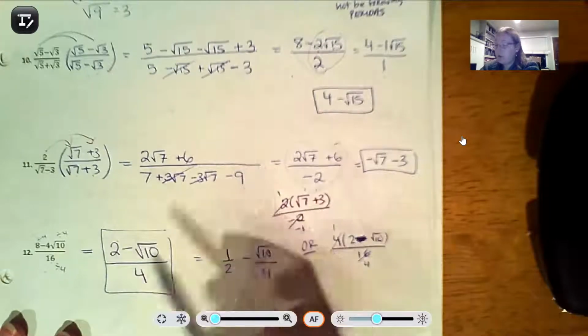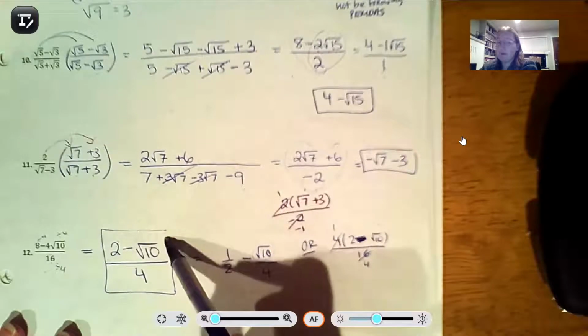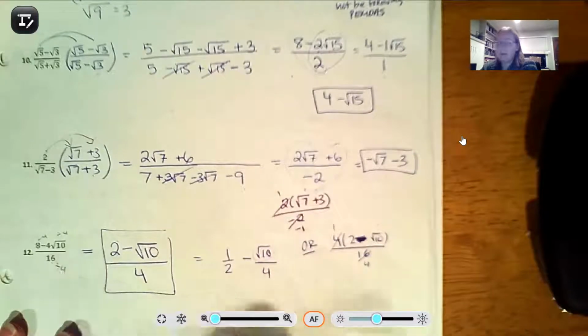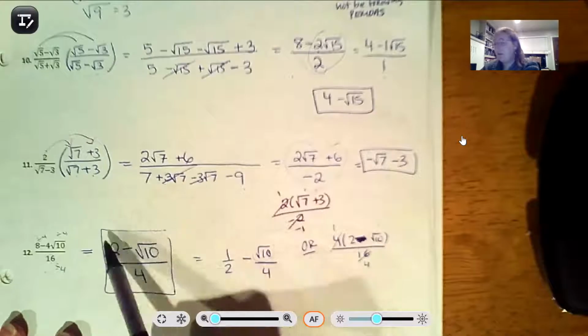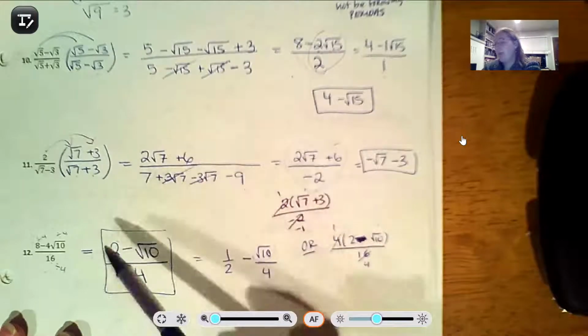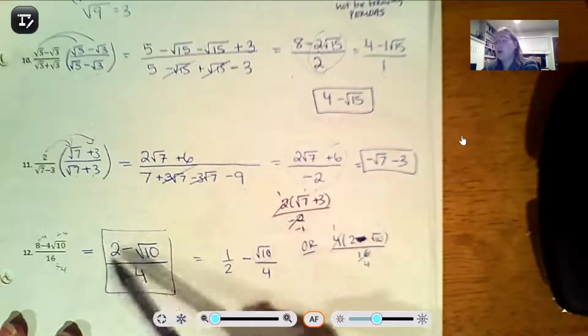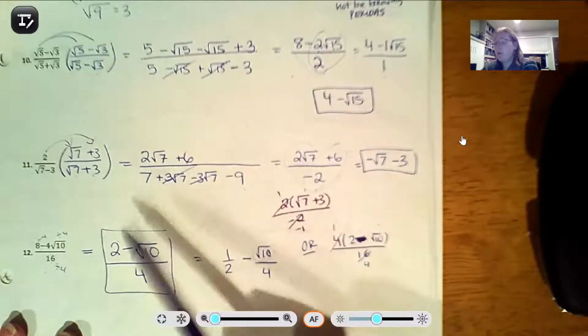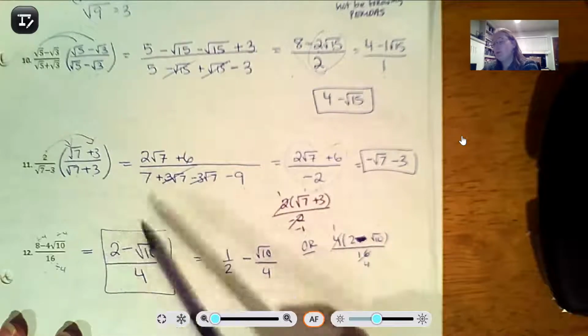Please don't forget that both of these are being divided by 4, just like both of these were being divided by 16. Even if this had been, I don't know, an 8 divided by 4, don't say 2 minus root 10, it would be 2 minus root 10 over 4.